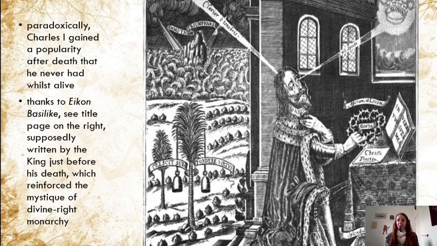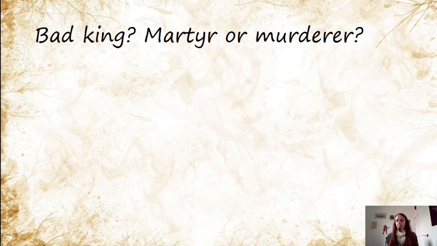And thanks to Eikon Basilike, which is the title of this book that was published posthumously after he died, supposedly written by him right before his death, there was a mystique of divine right monarchy that was reinforced. Was Charles a bad king? Was he a martyr? Was he a murderer?